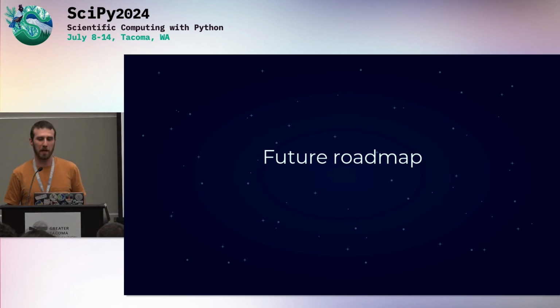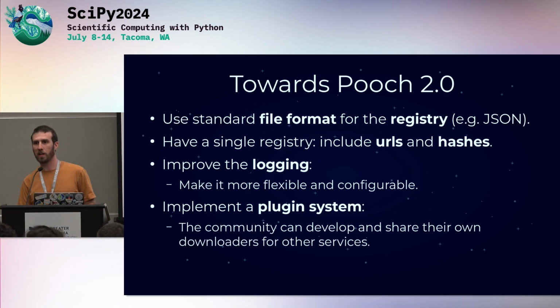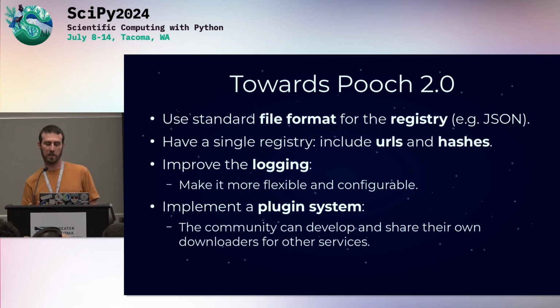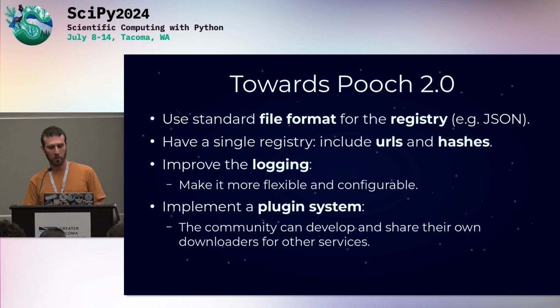And let me talk to you a little bit about the future roadmap we have for Pooch. So we are starting to think about the roadmap for Pooch 2.0, and there are a few things that we'd like to see there. Right now, instead of defining the registry as a dictionary in your Python file, you can actually define it as a TXT file. And we'd like to move from that TXT file, which created quite a lot of issues, to a standard file format, such as JSON files, for example.